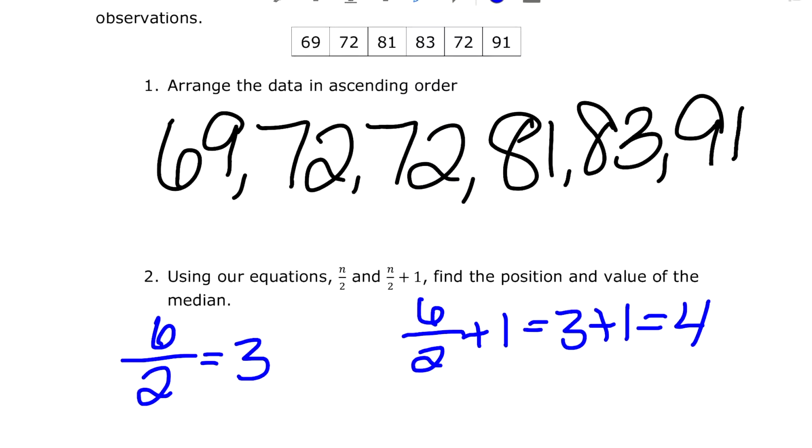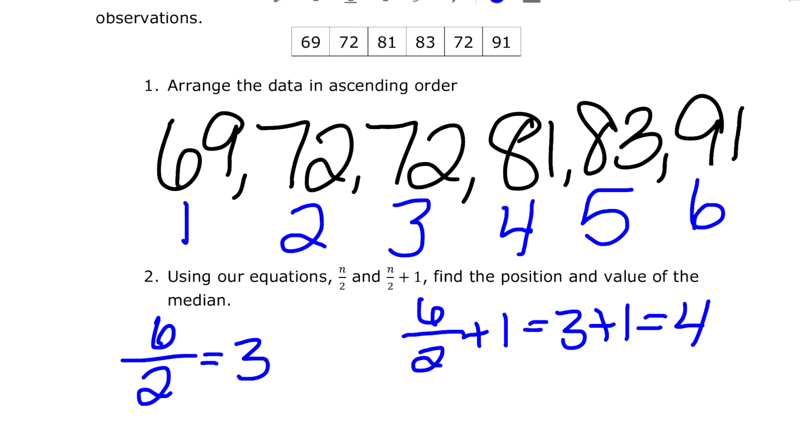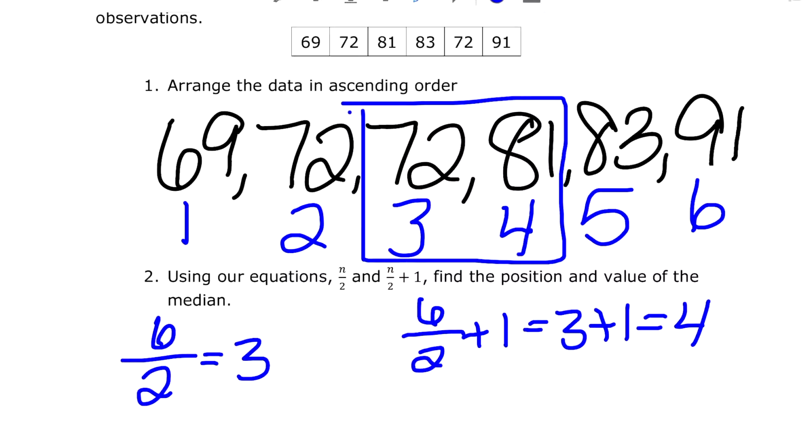So this tells me that I need to go find the 3rd position and the 4th position of my arranged data. So 69 is in the 1st position, 72 is in the 2nd, the second 72 is in the 3rd, 81 is in the 4th, 83 is in the 5th, and 91 is in the 6th position. So I'm interested in the 3rd and the 4th position. So I'm interested in 72 and 81.